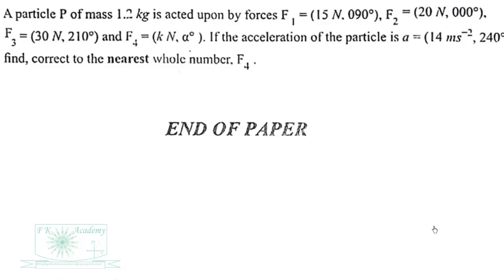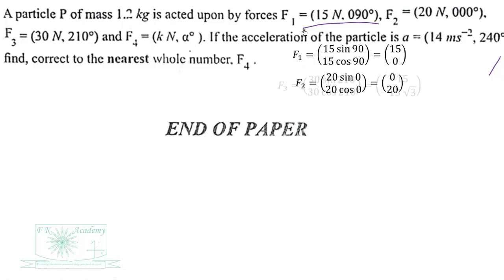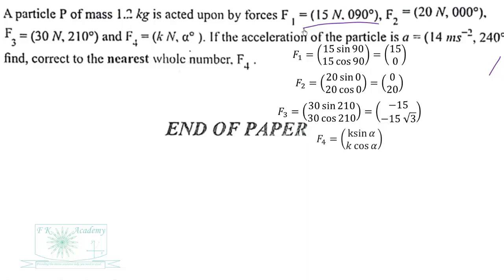So first we resolve all the forces into component form. F1 will be 15 sine 90, 15 cos 90, and that will give us (15, 0). Similarly, F2 will give us (0, 20), and F3 will be (negative 15 root 3, ...). Then we resolve the acceleration and F4 as well. So the acceleration is (negative 7 root 3, negative 7).